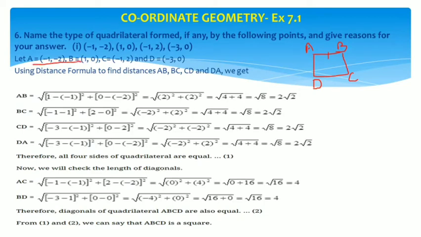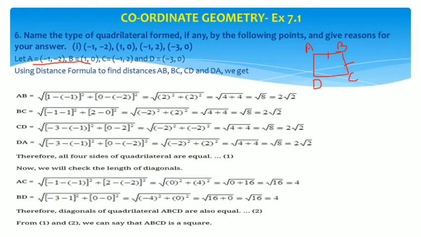So for AB we will take these two points. This will act as x1, y1, and this will act as x2, y2. The formula is the square root of (x2 minus x1) whole square plus (y2 minus y1) whole square. So 1 minus, this is negative, so we will keep it in brackets, minus 1 whole square, plus y2 minus y1, which means 0 minus of minus 2 whole square. Now this will become 1 plus 1, 2 whole square, and this will be plus 2 square. So that will come root 8 and it will become 2 root 2. So the length of the side AB is 2 root 2.